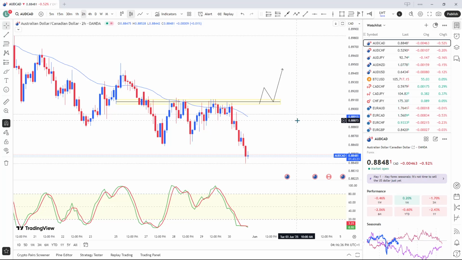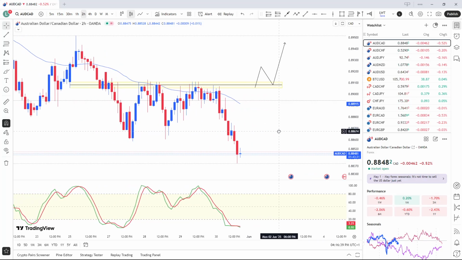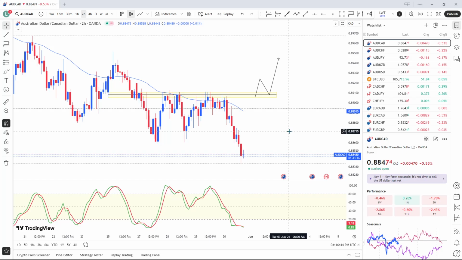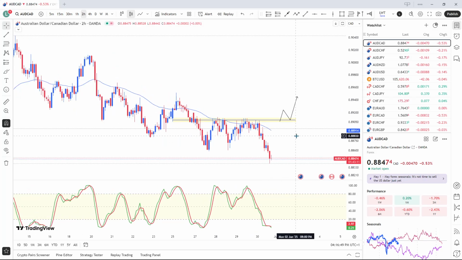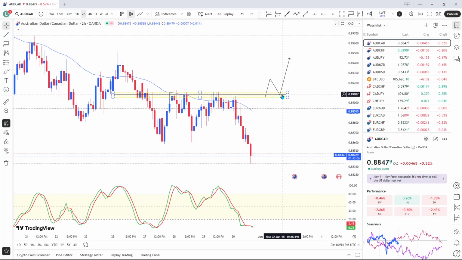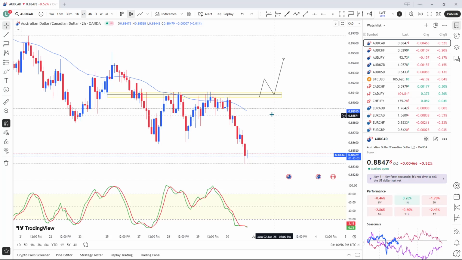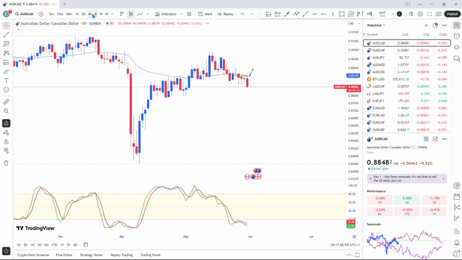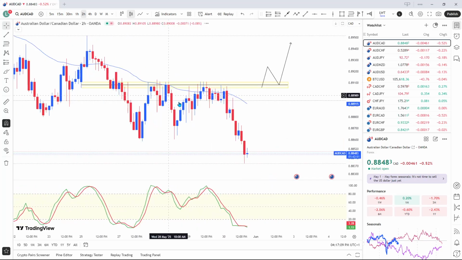Looking at the charts, we don't want to be getting into any silly trades for today and ruin our week of trading. So straight off the bat, AUD CAD, so that's Australian dollar, Canadian dollar. I said yesterday potentially a break retest for a buy. It didn't do that. It continued to do the opposite. So now, if I'm being honest, I would consider selling off this level now.